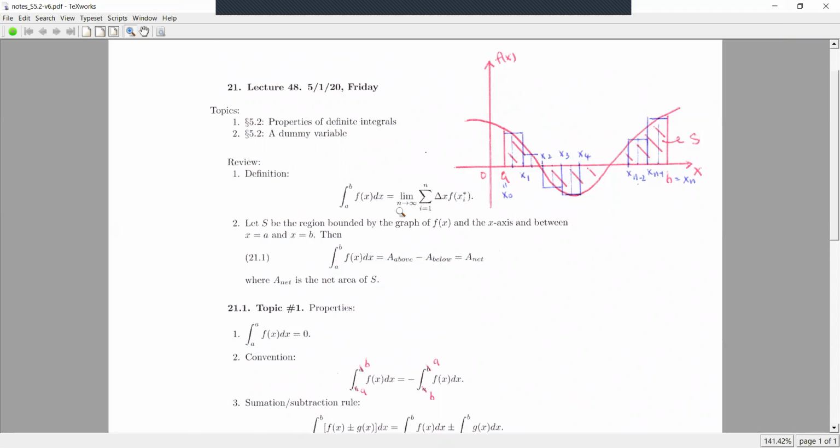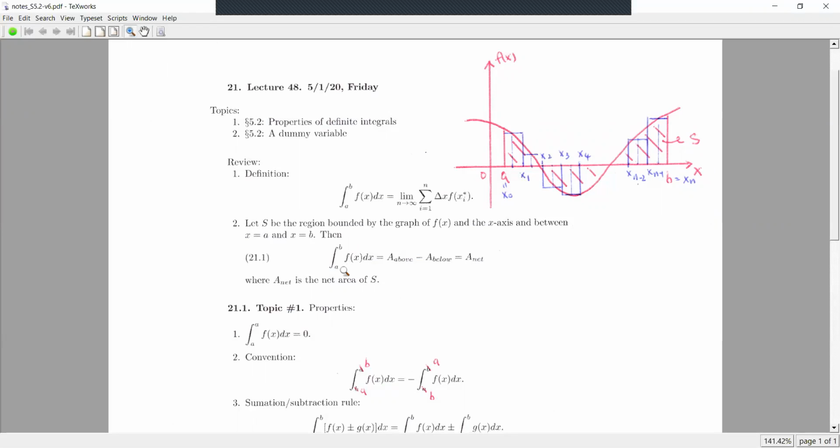As the number of rectangles approaches infinity, this sum will approach some number. The number is exactly the net area of the region S. Review number two. Let S be the region bounded by the graph of the function f and the x-axis and between A and B. In this diagram, region S is the shaded region.